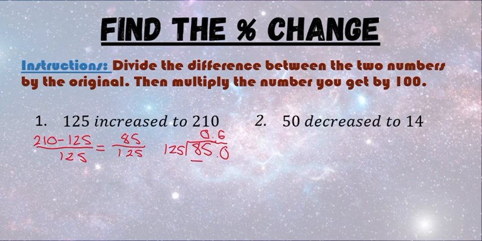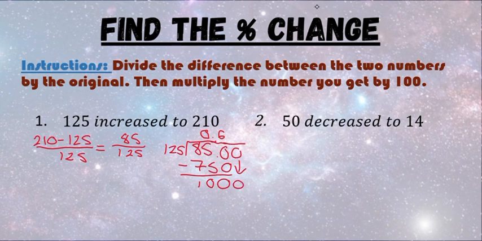125 times 6 is 750. And then we're going to subtract this. 850 minus 750 is 100. And to move on to the next step, we're going to add another 0 at the end of 850. And we're going to drop that down.